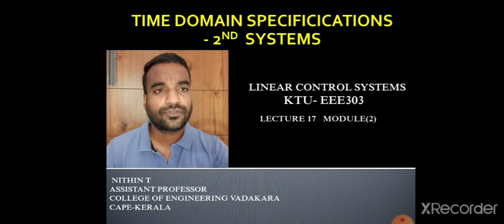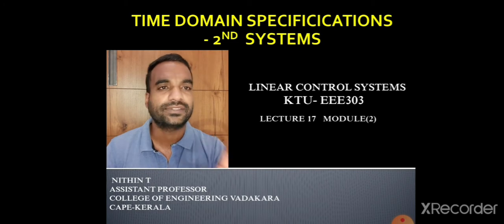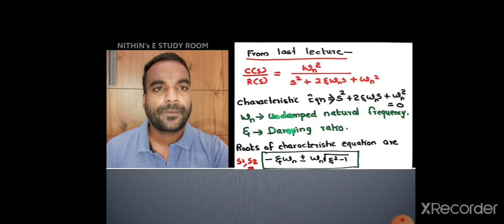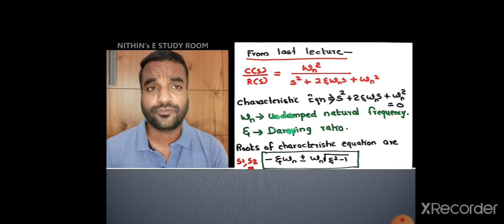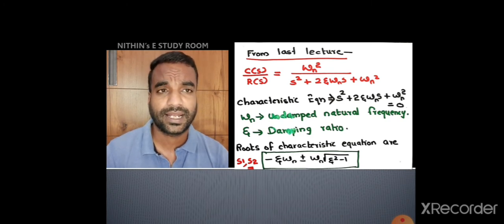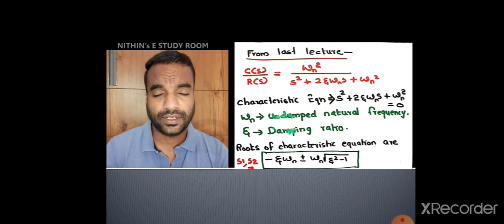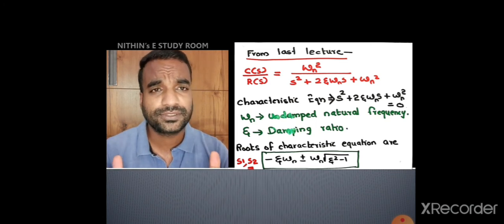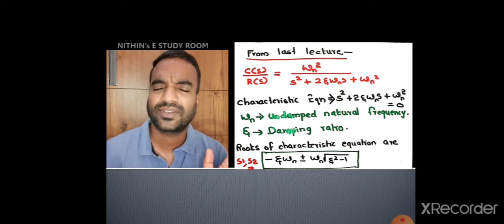So first of all, just review what are the important things we learned about second order system in previous lectures. This is from last lecture, I think it is from lecture number 14. So standard representation of a second order system. Any second order system can be represented in this form. What do you mean by second order system? The denominator is having an s square term. That is the one and only thing.